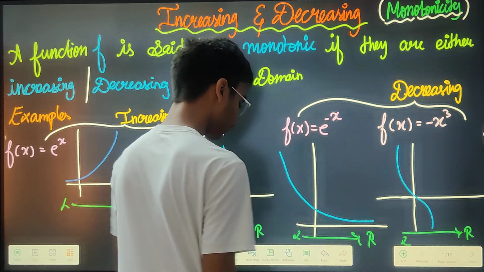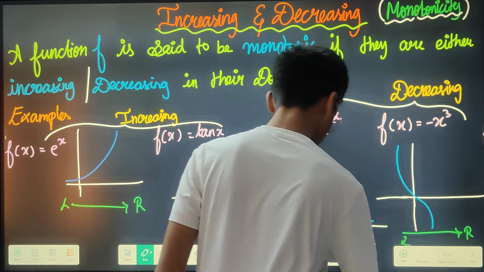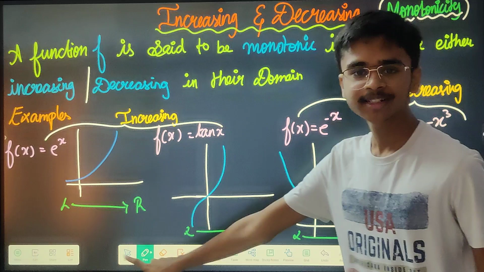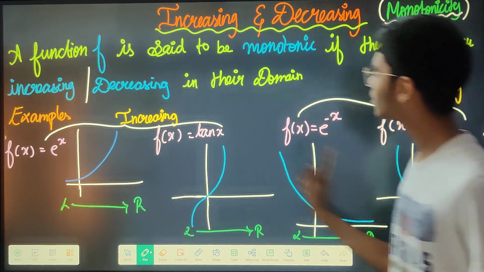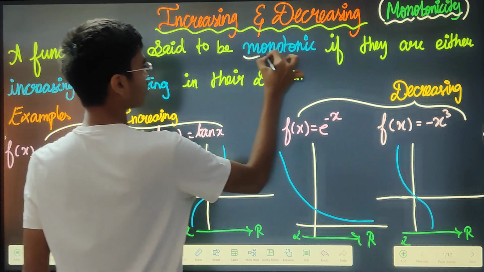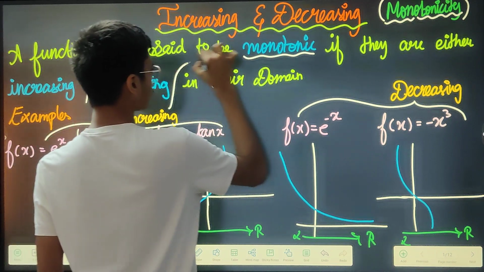Here you have increasing and you have decreasing. This is what we will be calling monotonicity. These graphs are monotonic in nature.